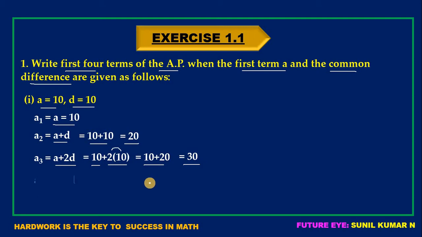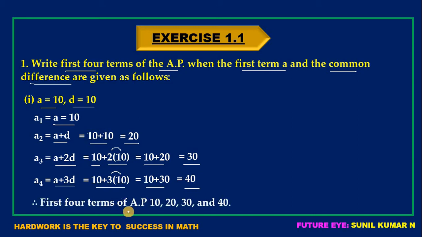Similarly, the fourth term we can write as A plus 3D. Substitute the values. 10 plus 3 times 10. Now multiply 3 by 10. We get 30. 10 plus 30 gives 40. Now the four terms of this AP are ready. Therefore, the first four terms of the AP are 10, 20, 30 and 40.